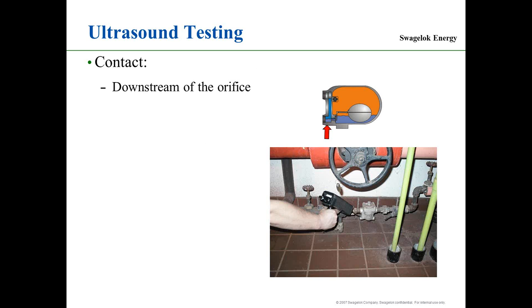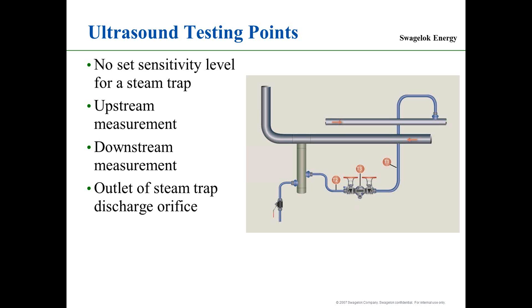So as you can see right here, the discharge orifice of the steam trap, this particular model, is right here, and I'm pointing and putting the stethoscope module right there, downstream of that discharge orifice. So I get a very accurate reading of the ultrasound being emitted from the discharge orifice. The next thing is getting out there and doing this, okay?